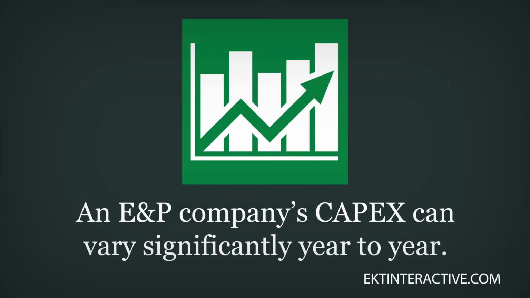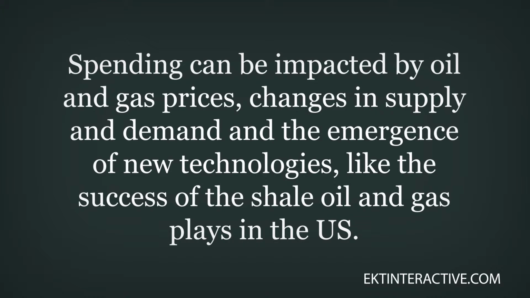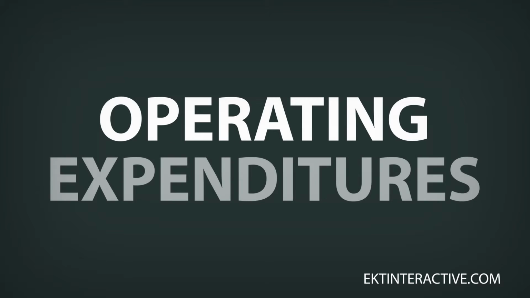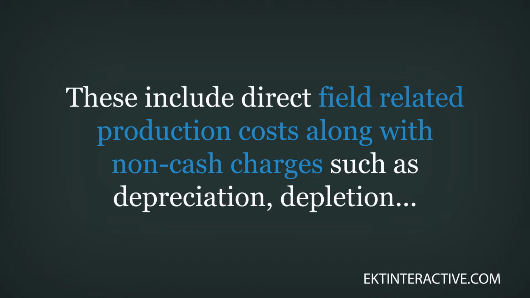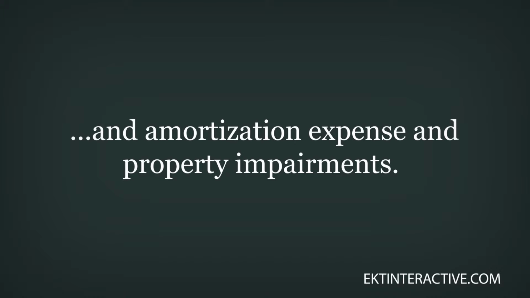An E&P company's CapEx can vary significantly year to year. Spending can be impacted by oil and gas prices, changes in supply and demand, and the emergence of new technologies like the success of the shale oil and gas plays in the U.S. Operating expenditures, called OpEx, for an E&P operator are incurred as part of day-to-day operations. These include direct field-related production costs along with non-cash charges such as depreciation, depletion, and amortization expense and property impairments.